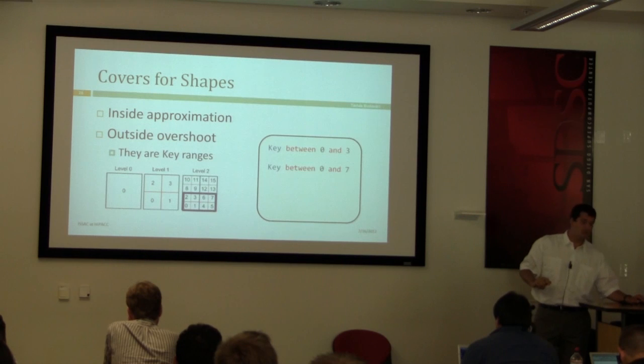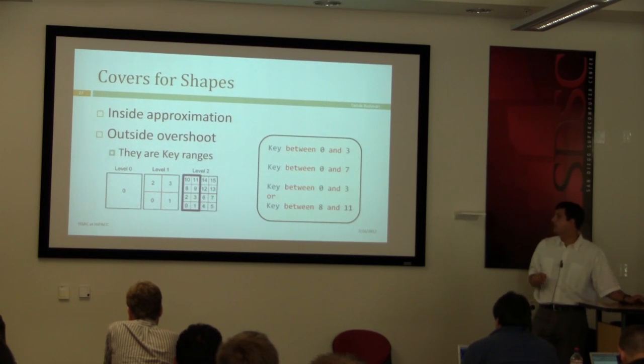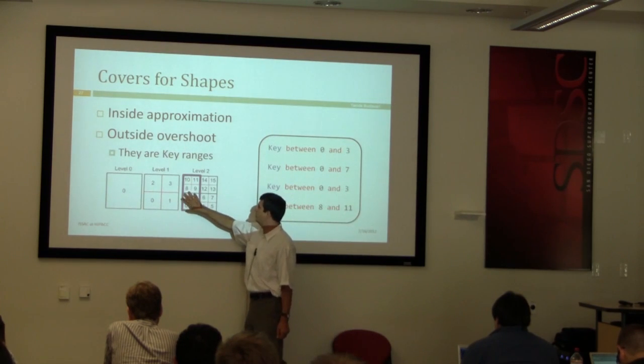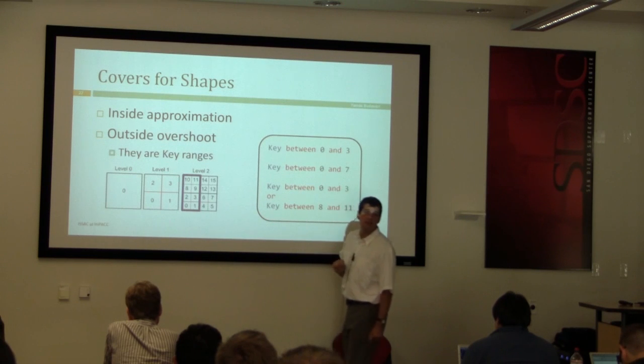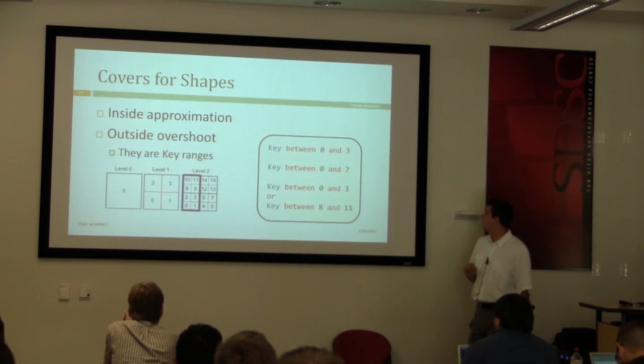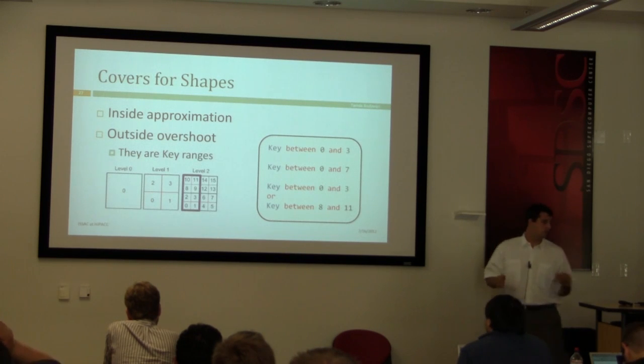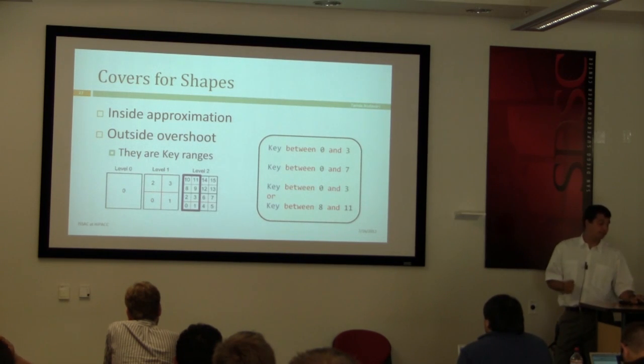If I do this, that's still just a single range. If I do this, now this is 2 ranges, right? So this will be a range from 0 to 3 and then from 8 to 11. And of course, again, you would want to recurse into really high resolutions, because typically you want to get good covers.